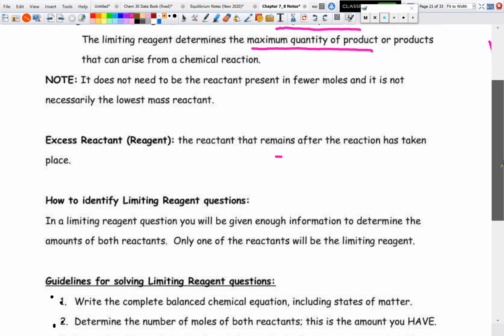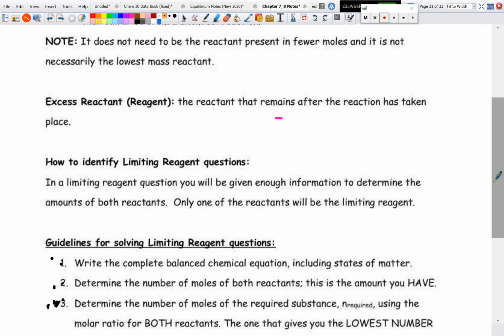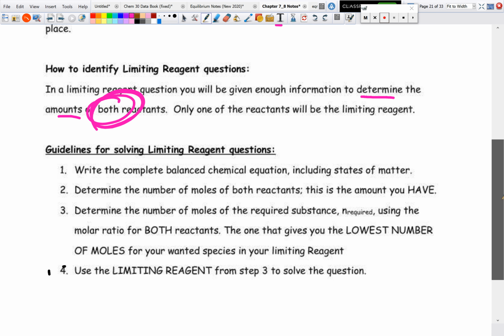So the key thing right now is, how are we going to identify these limiting reagent questions compared to the types of stoichiometry that we've done so far? Well, in limiting reagent questions, you're going to be given enough information to determine the amounts of both reactants. That means there are going to be 2 givens. That is how we're going to recognize our limiting reagent questions. There's still going to be only 1 required substance, though. But we're going to be given information about 2 of the reagents.